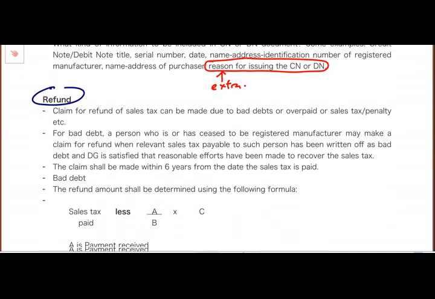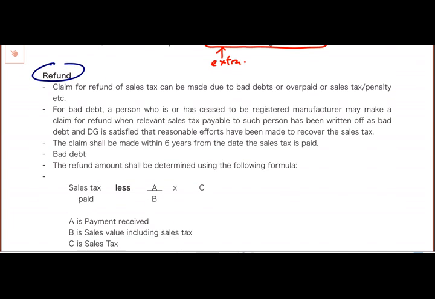Okay. Now, refund is totally different. Because when you ask for a refund, you actually ask the custom to give you back money. So this is where custom will return money to you. Now that's a refund. Now why do you ask for a refund? Okay, one reason that you ask for a refund is because of bad debt.